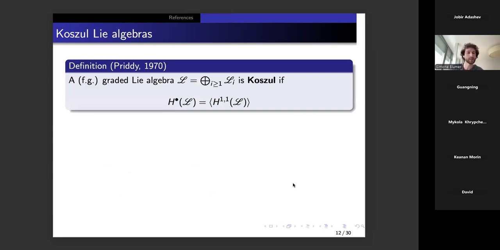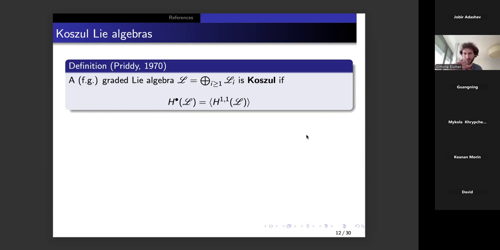Stewart Priddy in 1970 introduced the notion of a Koszul algebra. We will only specialize to the case of Lie algebras, but he did this for all associative algebras. Now, a Lie algebra is not associative, but from a cohomological point of view, there is not much distinction between the Lie algebra and its universal enveloping algebra, which is in fact associative. So Lie algebras in the cohomological setting are somehow associative in some sense.